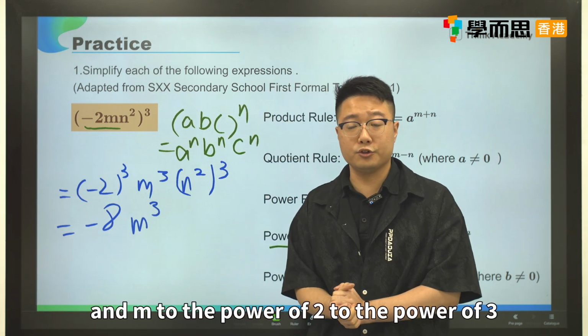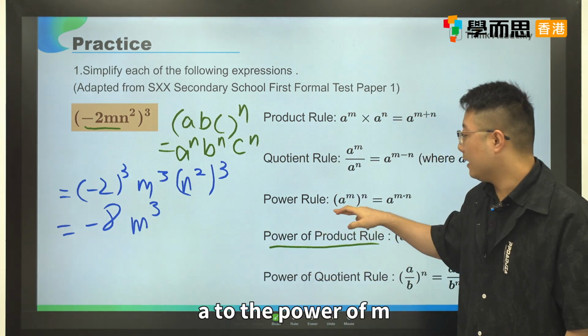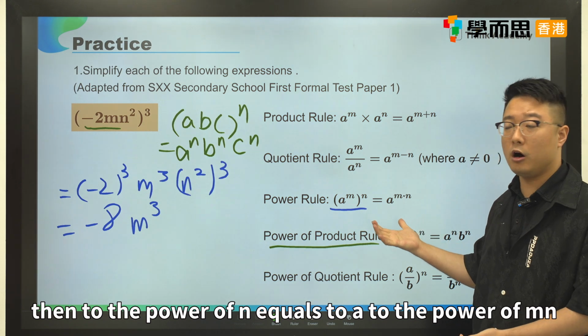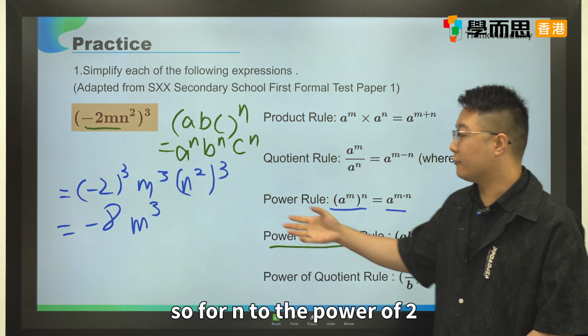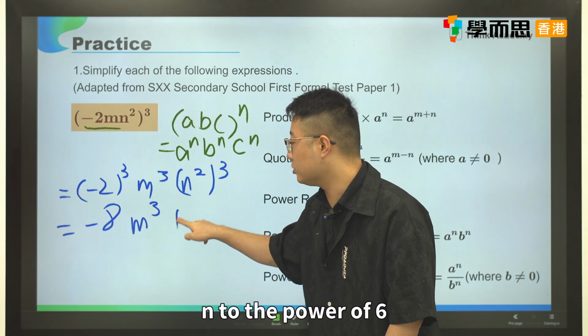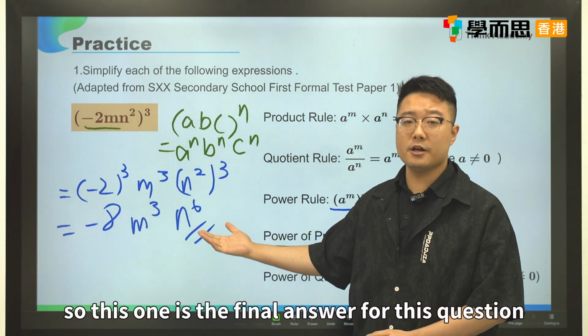And n to the power of 2 to the power of 3, we're going to use the power rule. a to the power of m, then to the power of n equals a to the power of mn. So for n to the power of 2, then to the power of 3, it equals n to the power of 6. So this one is the final answer for this question.